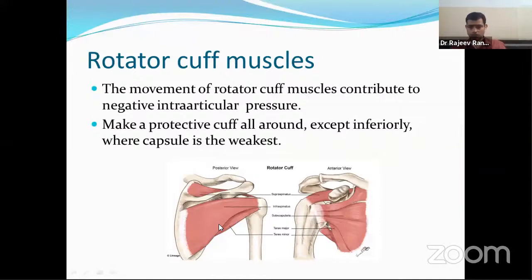Rotator cuff muscles, we all know, are the supraspinatus, infraspinatus, teres minor, and the subscapularis. The movement of these rotator cuff muscles contributes to the negative intra-articular pressure of the shoulder joint, and these muscles make a protective cuff all around the shoulder except inferiorly, where the capsule is the weakest.